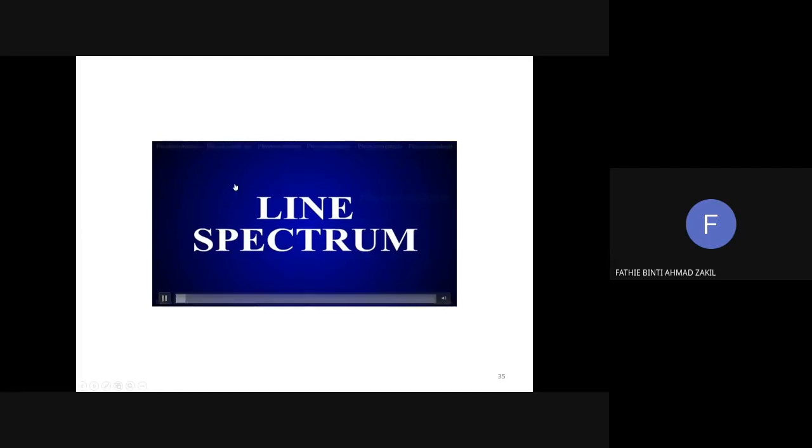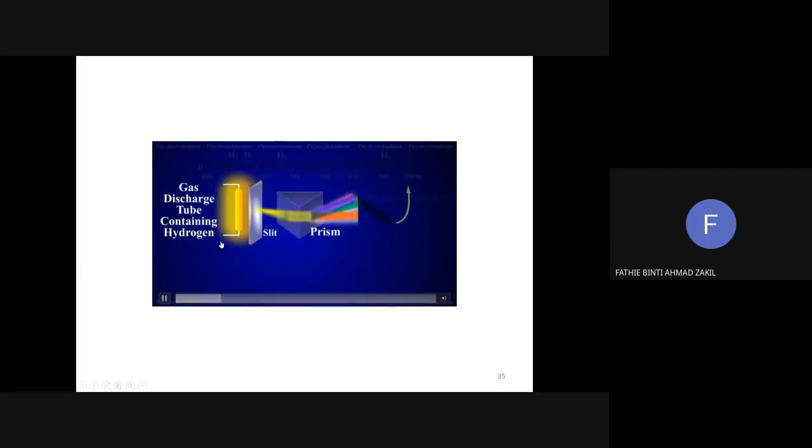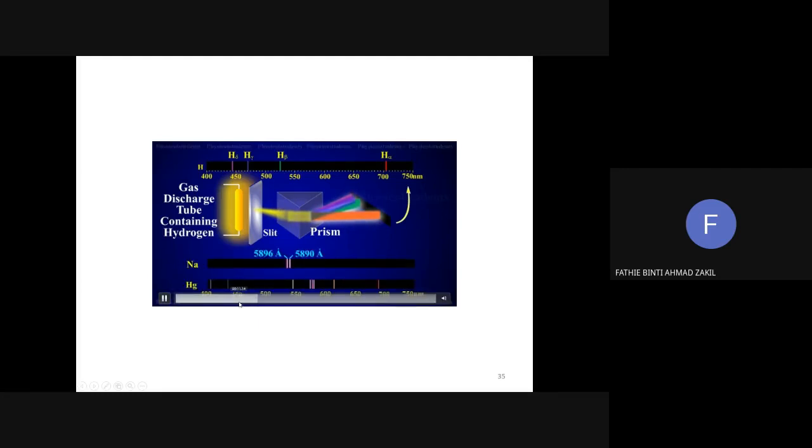What is line spectrum? Line spectra are sharp lines of definite wavelengths. It is the characteristic of the emitting substance. It is used to identify the gas.